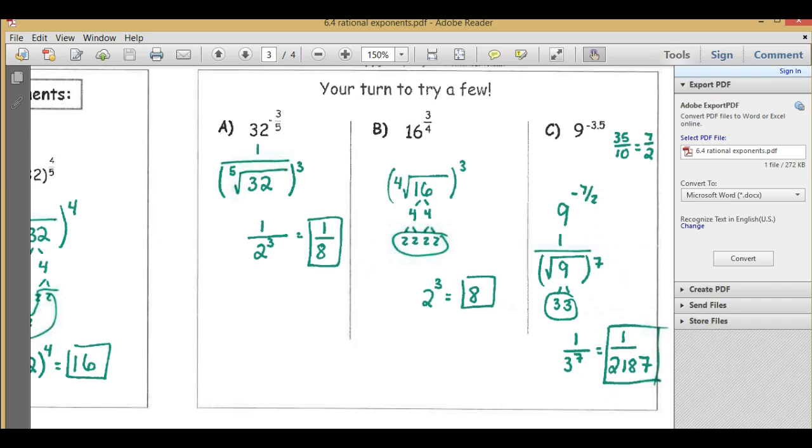Next one, that fraction becomes 35 over 10, which we've looked at. That becomes 7 over 2. Again, it's negative, so I have to take the square root of 9 and then move that to the 7th power all over 1. Now, again, I did say if an exponent is higher than 5, you do not have to put it in your calculator. So if you had 1 over 3 to the 7th, that is going to be fine. I did type it in the calculator and got 2,187. So you can have either answer there for that.